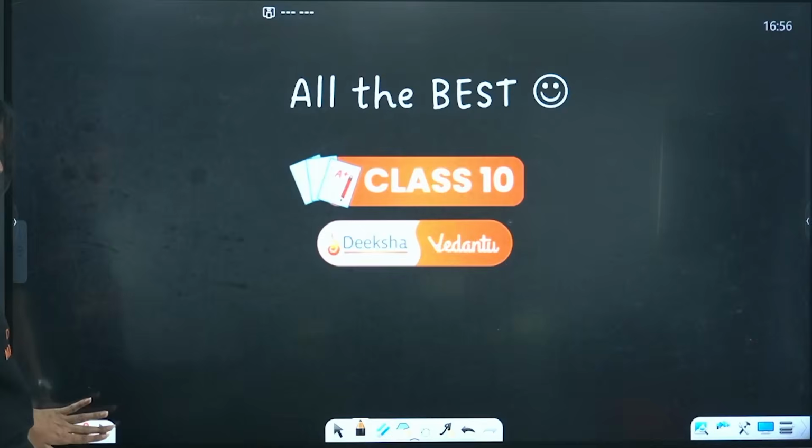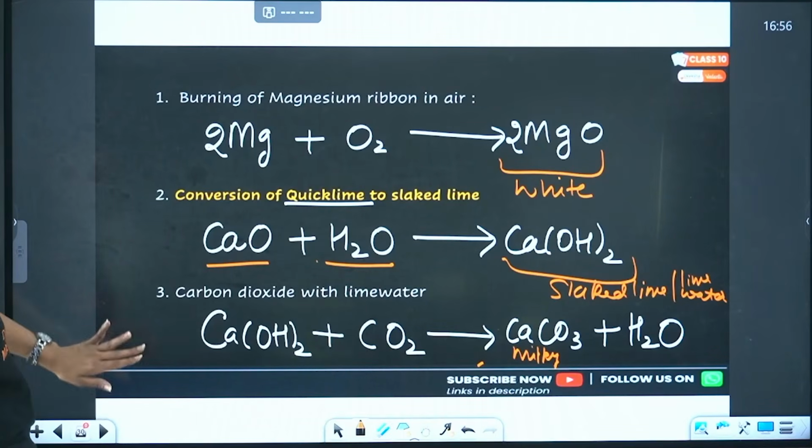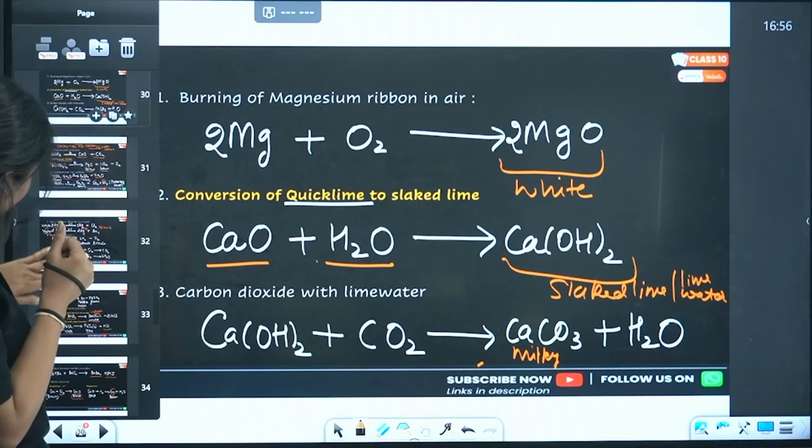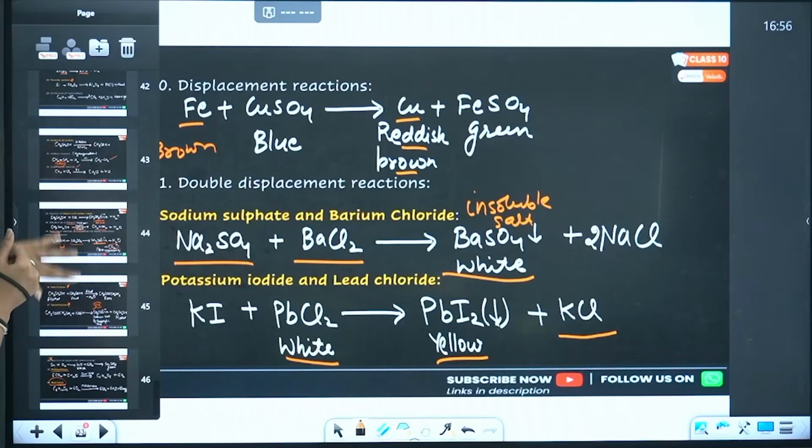Similarly, you have one for chemistry also, where you have all the important reactions, right? You see, all the reactions are there.